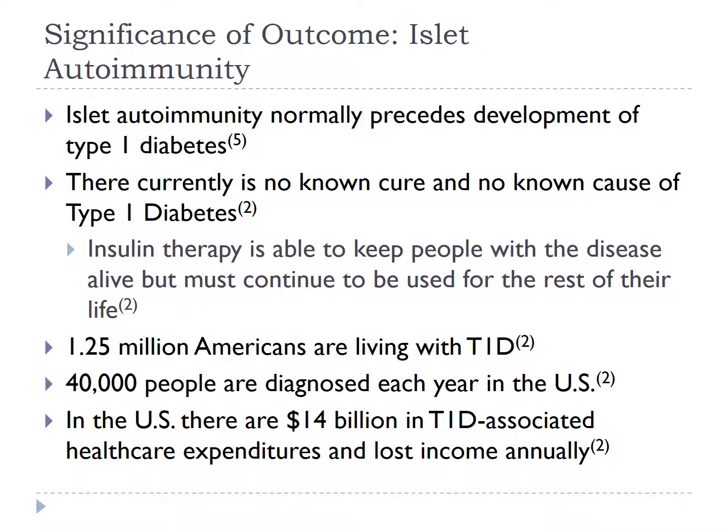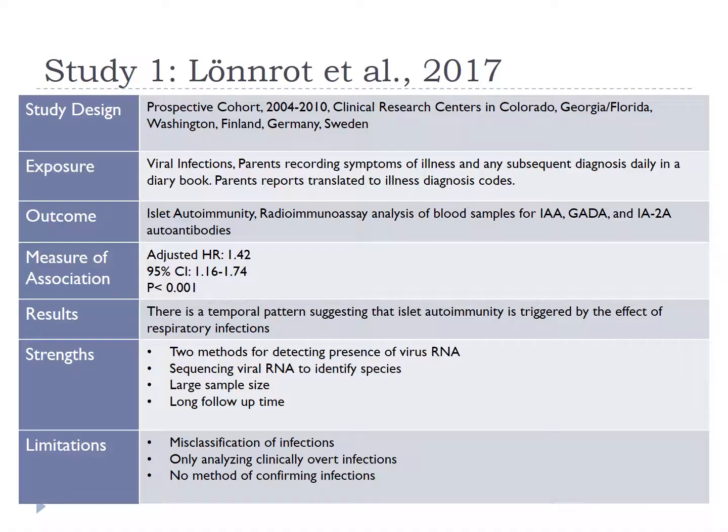1.25 million Americans are living with type 1 diabetes, and 40,000 more are diagnosed each year. Because of the constant need and amount of supplies diabetics require every day, there is a $14 billion in type 1 diabetes associated healthcare expenditures and lost income annually.